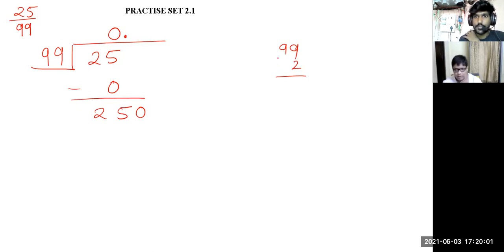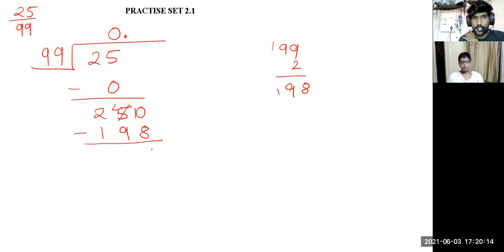198. So can I take 198? Yes, I can take 198. Subtract it. So this will become 10 minus 8, 2. And this would be 5 and 0 here. 52. Am I right? Is it wrong? No, on the top we have to put 2. Okay, yeah.